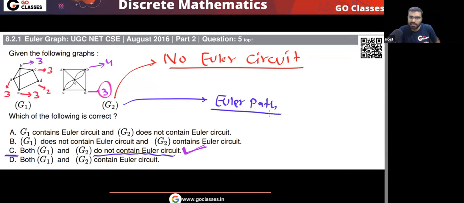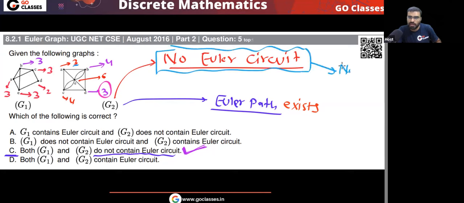What about Euler path in this G2? You can notice vertex A is degree 3, vertex C is degree 4, and vertex E is degree 6. So exactly two vertices have odd degree. Yes or no? Can you notice exactly two vertices have odd degree? So I can say Euler path exists. Euler path exists.